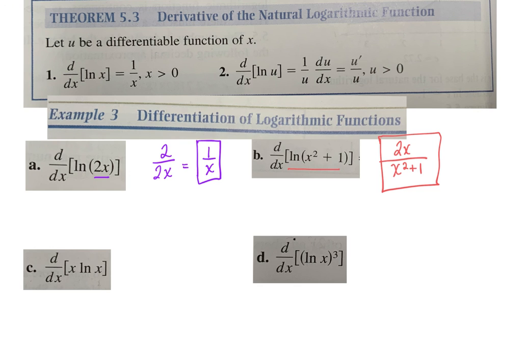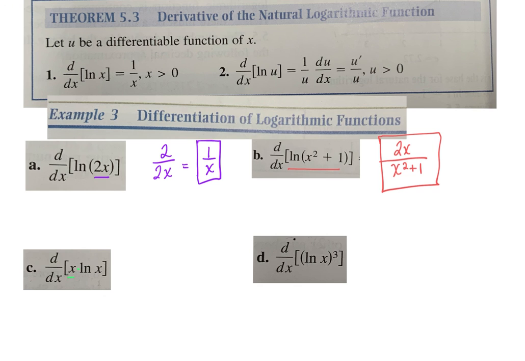I use multiple rules for C and D, okay? I'm not just doing my natural log rule. If I'm going to look at C, I have to notice that it is x times the natural log of x right here. So I must use my product rule.